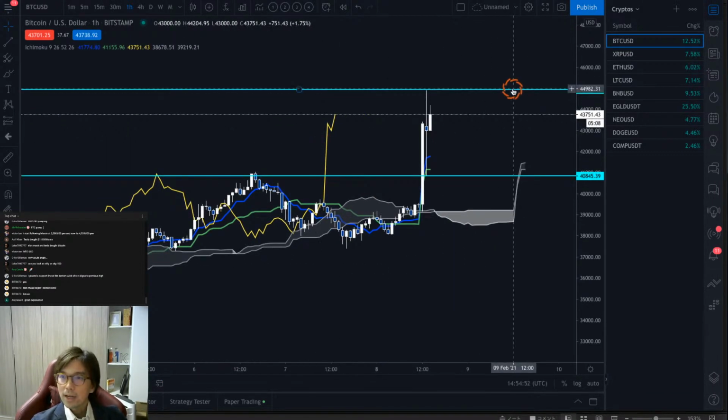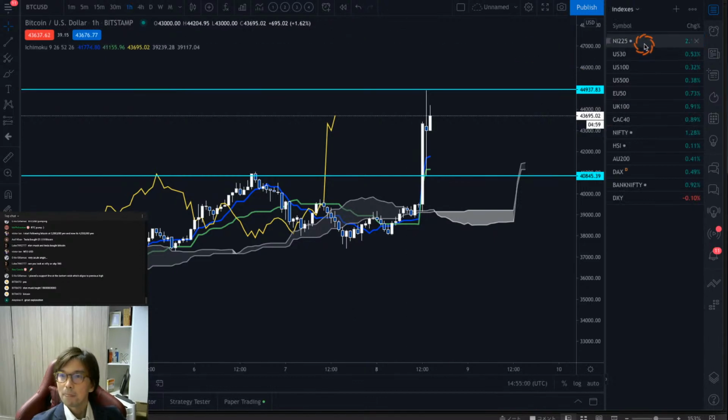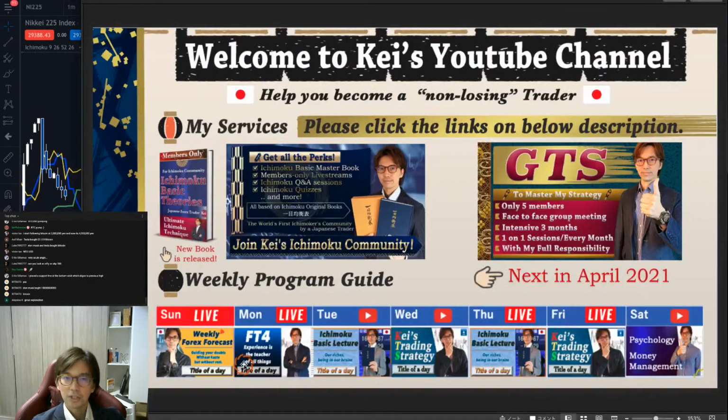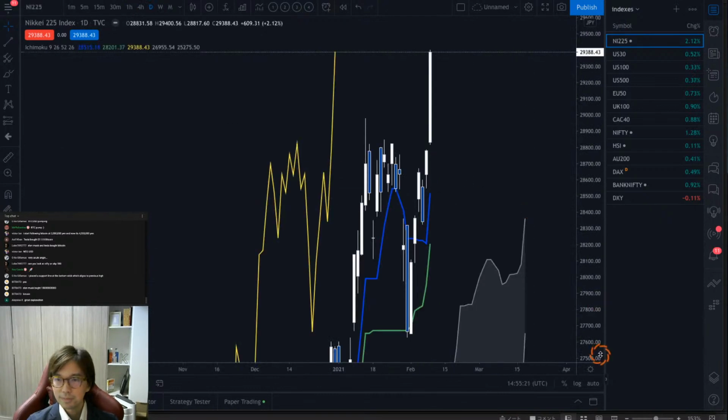So yeah, what else to look at? Let me check some indexes, because I wasn't able to do the forecast yesterday. Every Sunday I do the weekly forex forecast, indexes and commodities, but yesterday I wasn't able to because of my grandma's situation. So today let me check some more charts and see what's happening by looking at the daily charts.